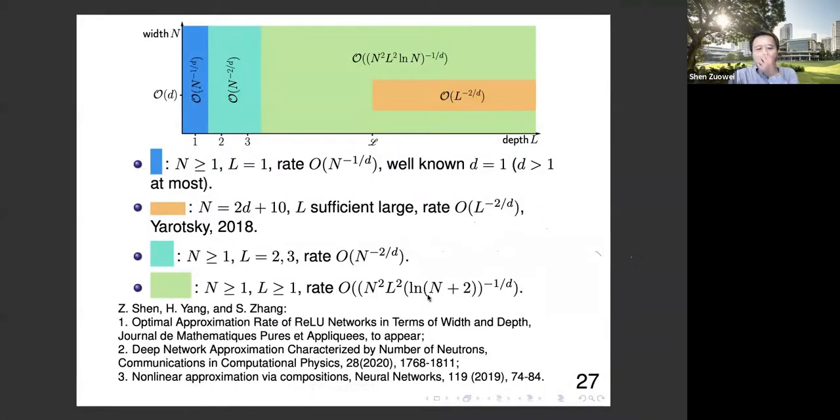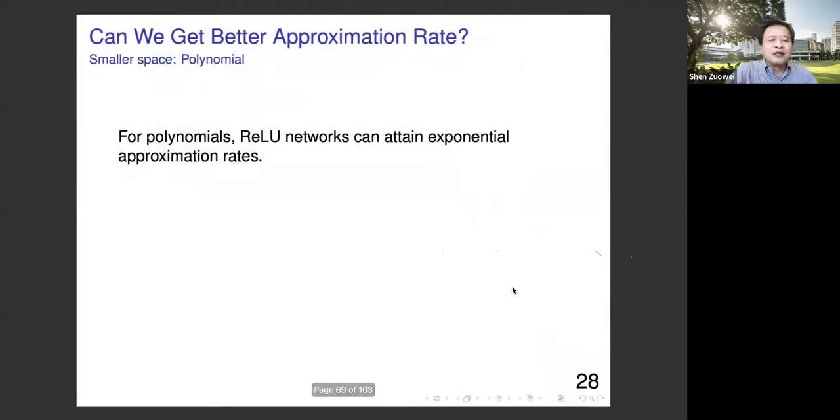When d is huge, they're still not happy because this means curse of dimensionality. Many people are not happy, but you cannot do better. If you want to use ReLU, you cannot go further. So what are we going to do? You can do the first of two things.